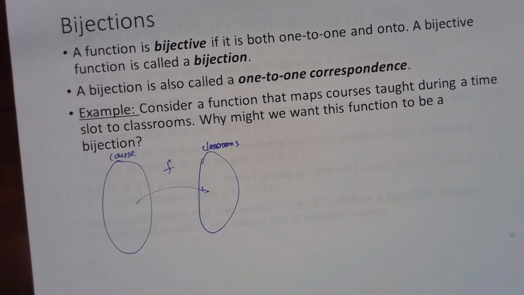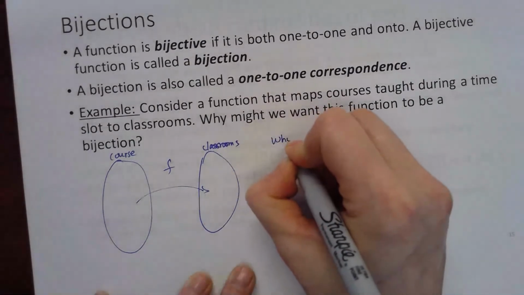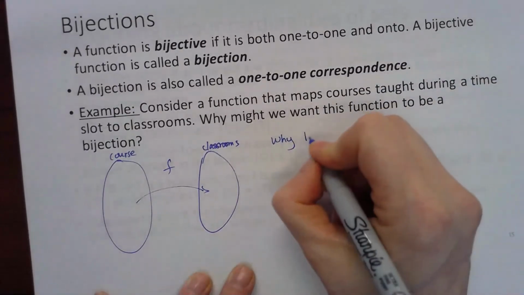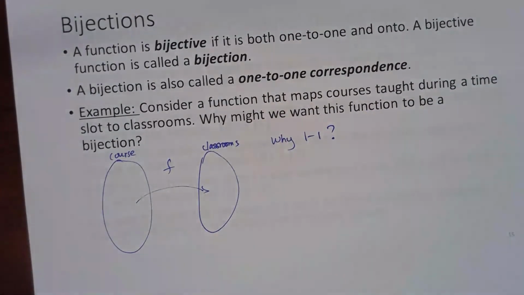So why might we want this function to be a bijection? Let's first think about one-to-one. Is it important for the function to be one-to-one? Yeah, why, Victor? Because you want to have a specific classroom for each course. Okay, so what would be the problem if it wasn't one-to-one? You have two courses pointing to the same classroom.